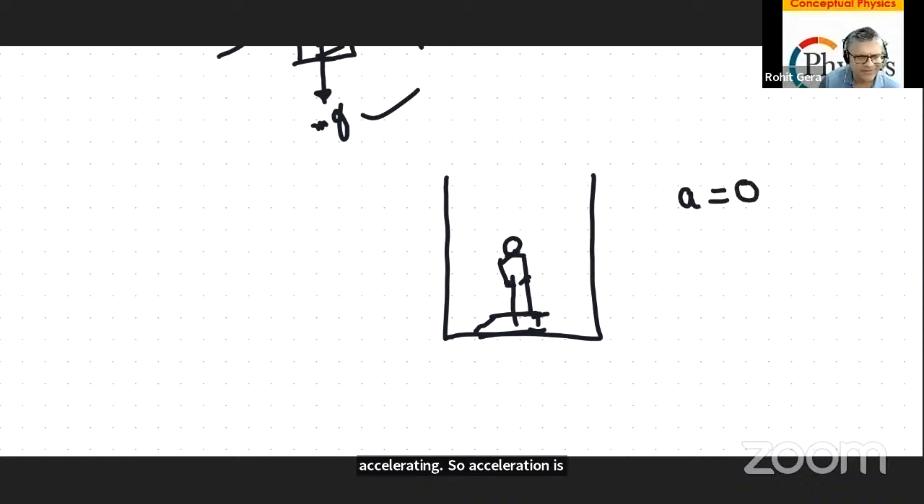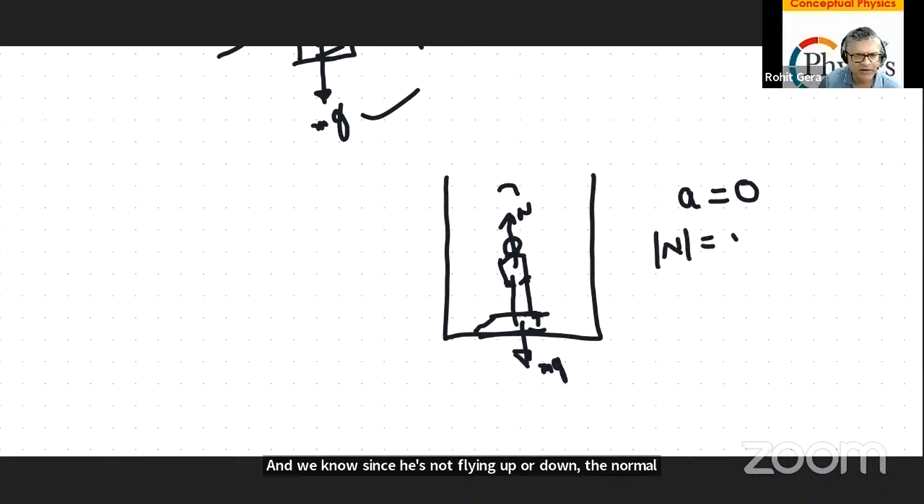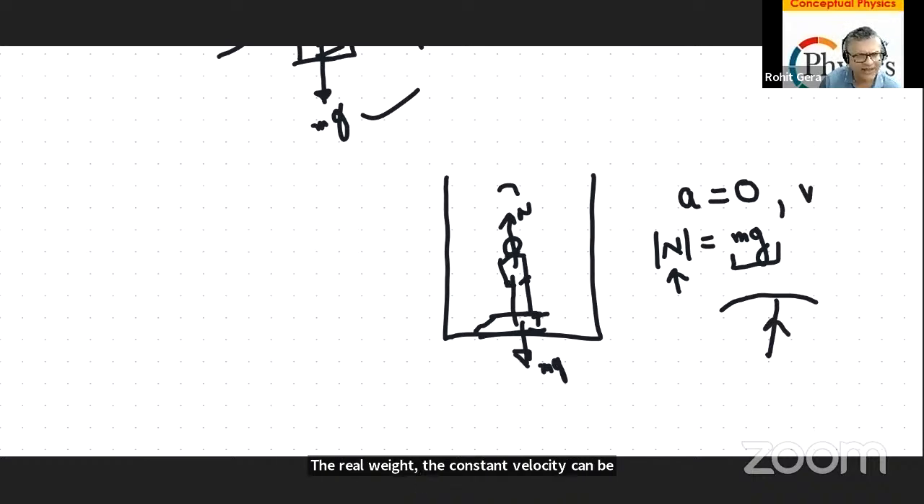The weight of the man is downward, and he is experiencing a normal reaction, right? And we know, since he's not flying up or down, the normal reaction magnitude is same as mg. The force with which he's pressing down on the lift surface is mg. The lift is giving back N, and therefore the weighing scale shows you the correct weight of the man, the real weight. It can be constant velocity or can be stationary, but there is no acceleration.